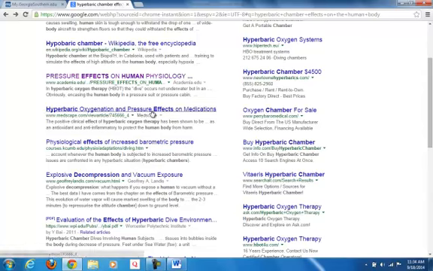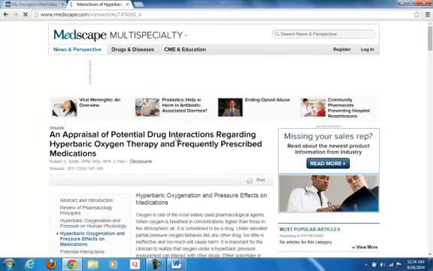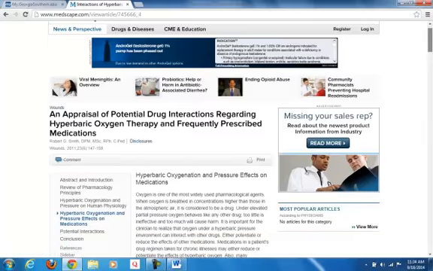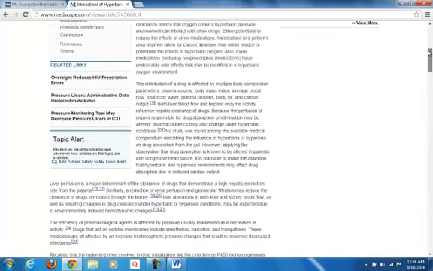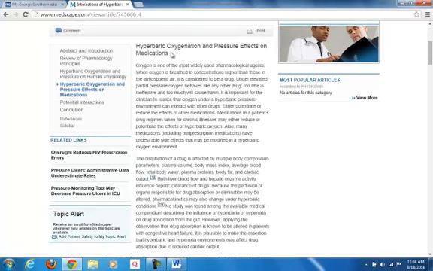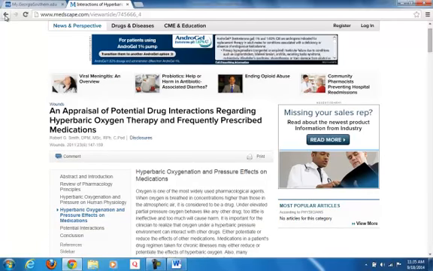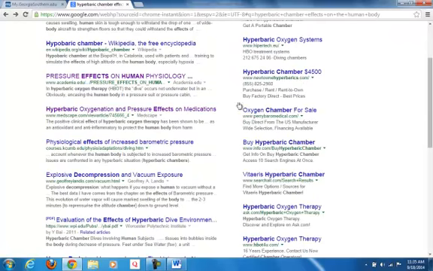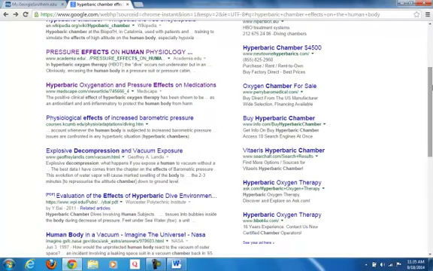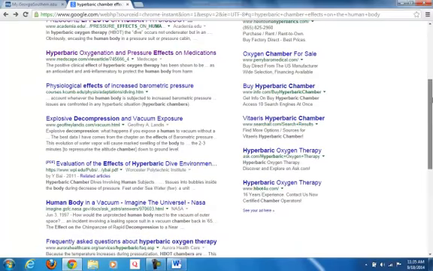Here's hyperbaric oxygenation and pressure effects on medication from Medscape. I don't really know what this is, but I'm going to pull it up and see. Here we go. And it's talking about its effects on medications. So the drugs that are already in the body, what kind of effect it takes on them. But I'm not really looking for the medications part exactly. I'm more looking for just the human body without the medications. So I'm going back up and I'm going to continue on and see what I can find.